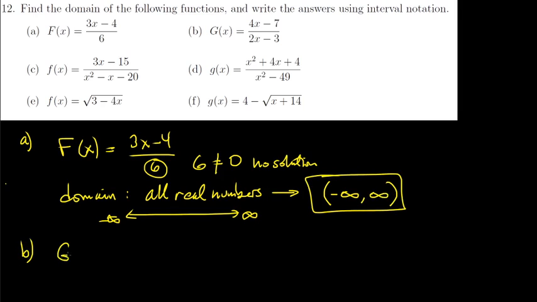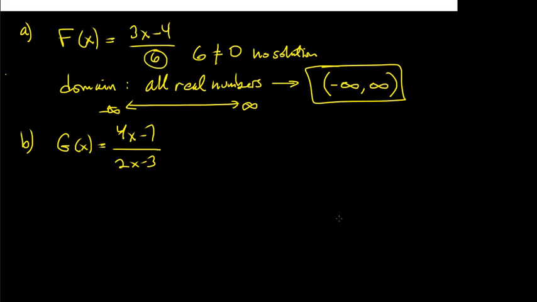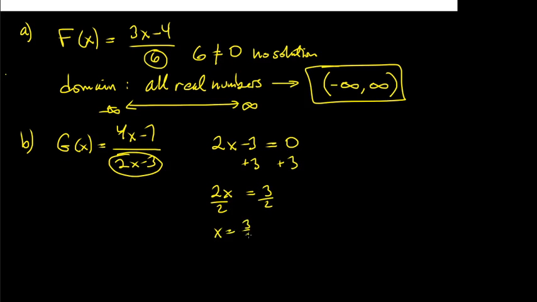Right. For part B, we have g of x is equal to, let's see, 4x minus 7 divided by 2x minus 3. Okay, so finding the domain is done the same way. We're essentially finding the restricted values, right? Take the denominator, set it equal to 0, and solve for x. So let me add 3 to both sides. We get 2x equals 3. And then divide by 2. We get x equals 3 over 2.